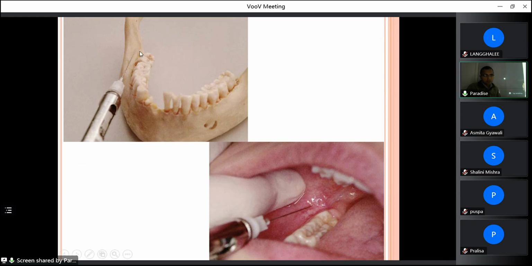So the target area is the anterior border of the ramus, just distal and buccal to the last erupted tooth. Clinically, you have to palpate the anterior border of the ramus and approach your needle just distal and buccal to the last erupted tooth. Once you have hit the anterior border of the ramus of the mandible, aspirate, turn your needle by 90 degrees, aspirate again, then deposit about 0.5 to 0.6 ml of local anesthetic agent.